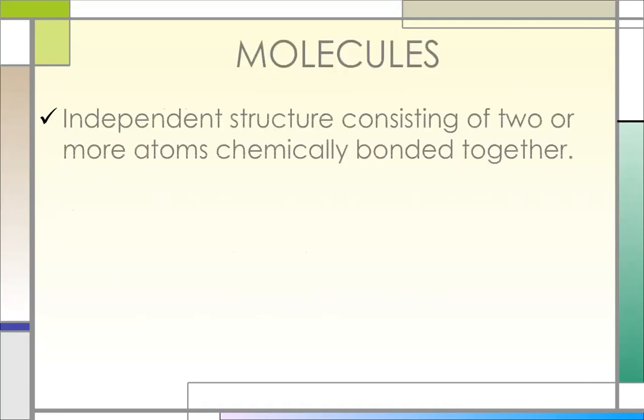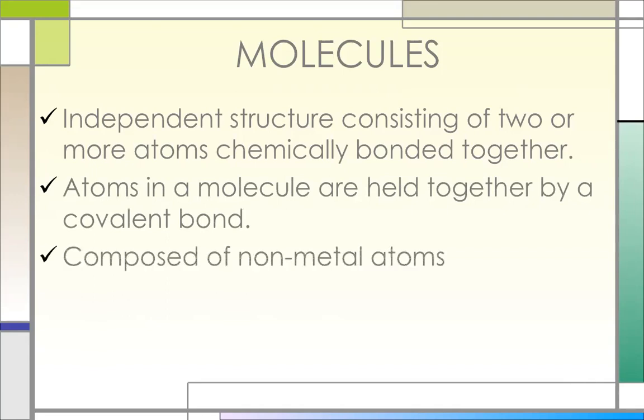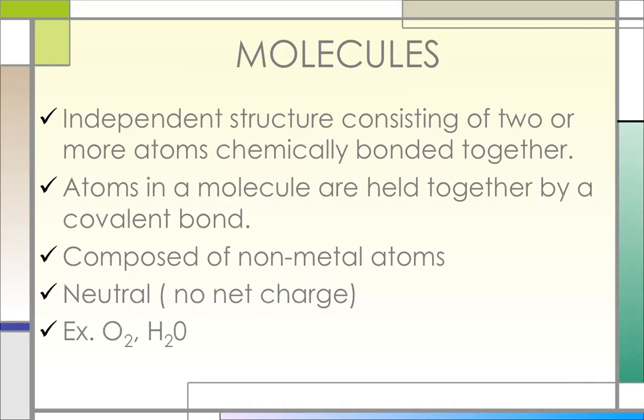When we say molecule, it is an independent structure consisting of two or more atoms chemically bonded together. So when two or more atoms are chemically bonded together, that is called a molecule. Atoms in a molecule are held together by a covalent bond. A covalent bond is a bond of non-metals, composed of non-metal atoms. It is neutral also, which means there's no net charge. Examples are O2, which is oxygen gas, and H2O or water.